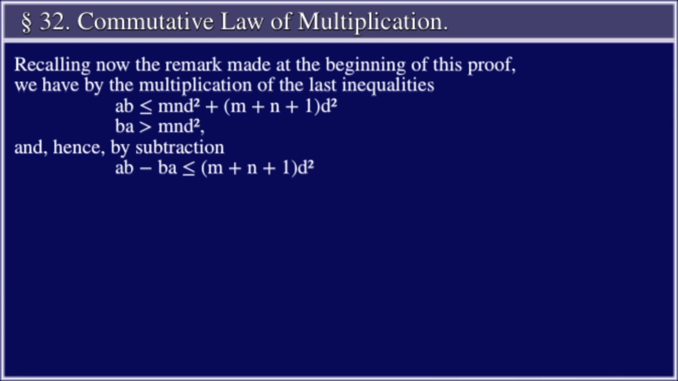Recalling now the remark made at the beginning of this proof, we have by the multiplication of the last inequalities ab less than or equal to mnd squared plus the quantity m plus n plus 1 times d squared. ba is greater than mnd squared, and hence by subtraction ab minus ba is less than or equal to the quantity m plus n plus 1 times d squared.